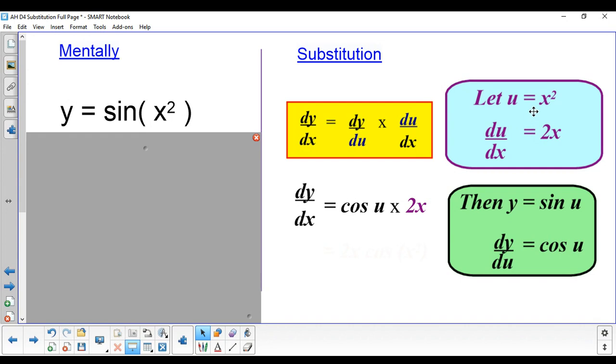Cos u was cos x squared, it's just cos x squared, but I'd always bring the 2x to the front. That's your answer. How would I do it without substitution? Again, you could do this mentally. This time sine goes to cos, and it's x squared.